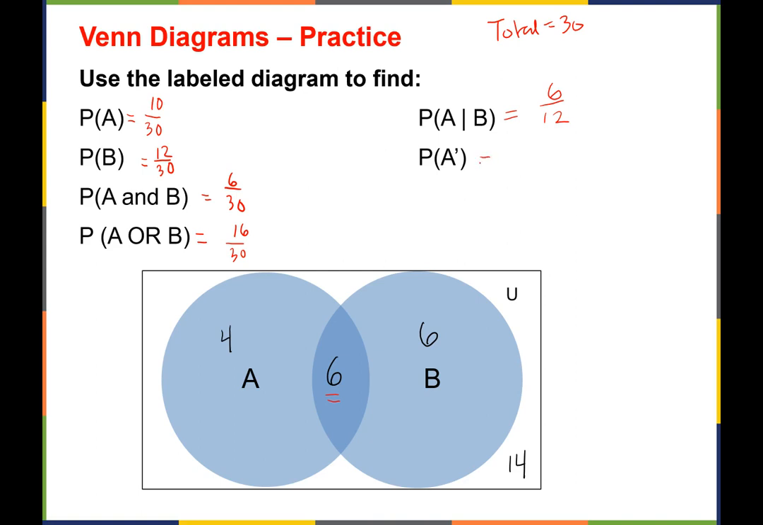And finally, what is the probability of being not in A? Well, again, this has no conditional, so we're out of 30 things again. And the things that are in A is 10, so that means there are 20 that are not in A.